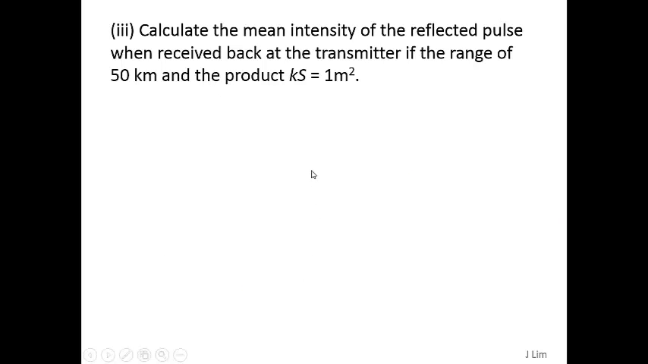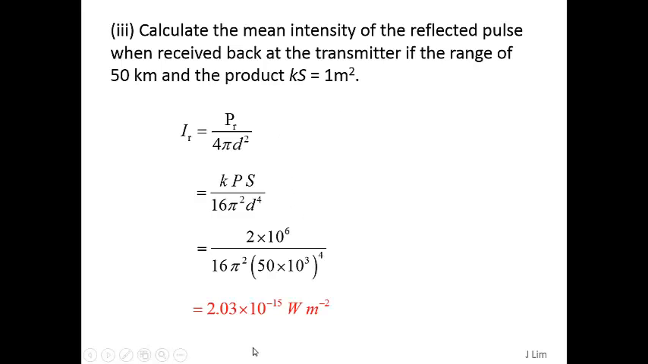Calculate the mean intensity of the reflected pulse when received back at the transmitter if the range is 50 km and the product kS is 1 meter square. So putting into this expression, we get a value of 2.03 times 10 to the power minus 15 watts per meter square. This is a very small number.